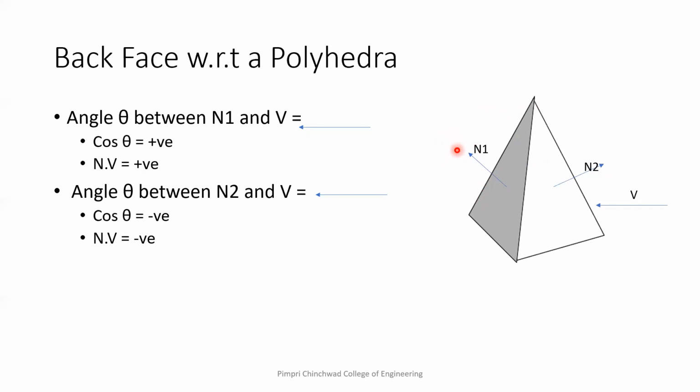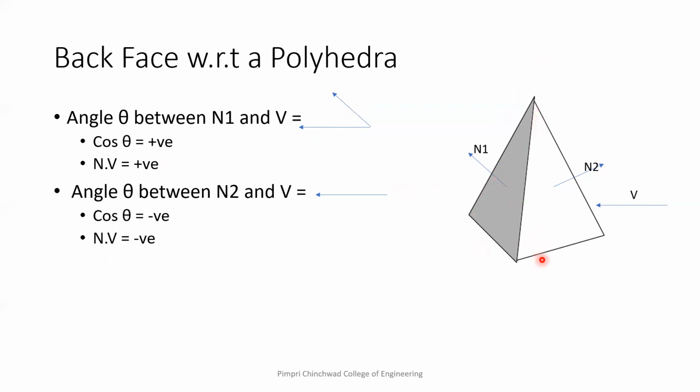So what will be the angle between n1 and v? How to determine the angle? I have to take this point and I have to keep that point here. Right? So the angle between them is this theta. This theta is less than pi by 2, greater than 0, somewhere around 45 degrees, right? So the cos theta is positive. So n dot v will be positive. If it is positive, then it is a back face. So the surface which has the normal vector n1 is the back face and it should be discarded.